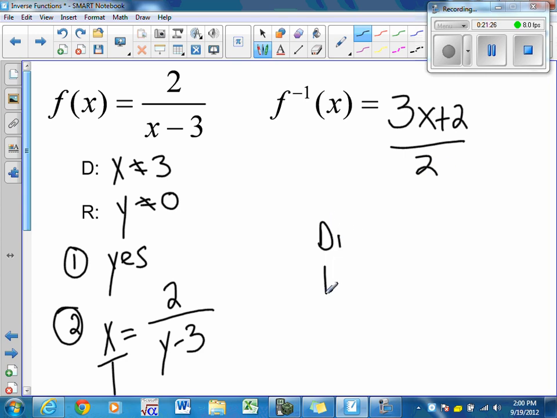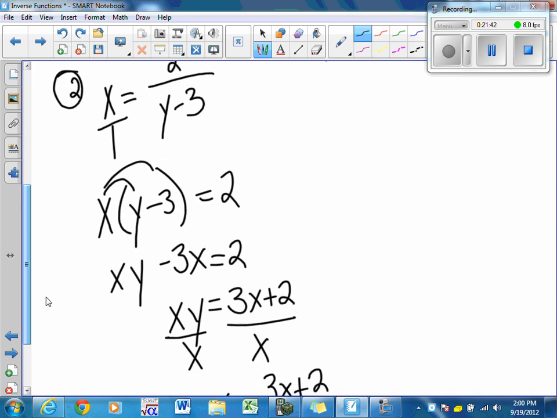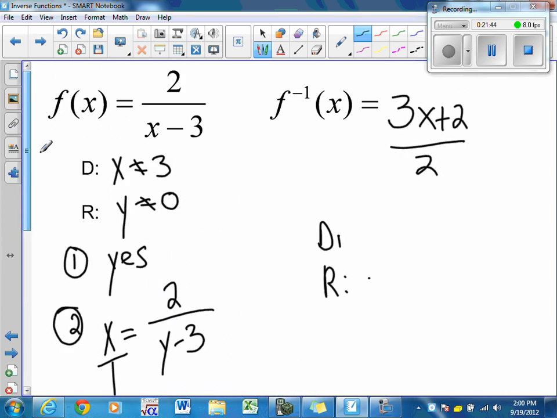Once again, domain and range get switched. My domain, next there, sorry, I wrote that down wrong. Threw me there for a second. This should not be a 2. This should be an x. So x does not equal 0. Y does not equal 3.